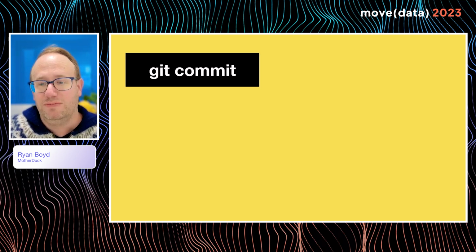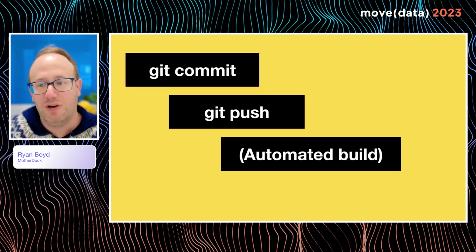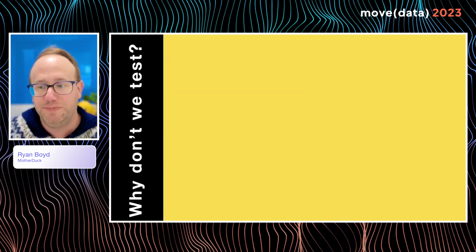Then what do we do? After we compare, everything looks good, we can commit, we can push, we can have our automated builds, and we can be in our staging environment. This is very similar to what software engineers do every day. They're developing locally, they're testing locally, they're submitting their code. The tests probably run again in their build environment, and then they can push to their staging environment.